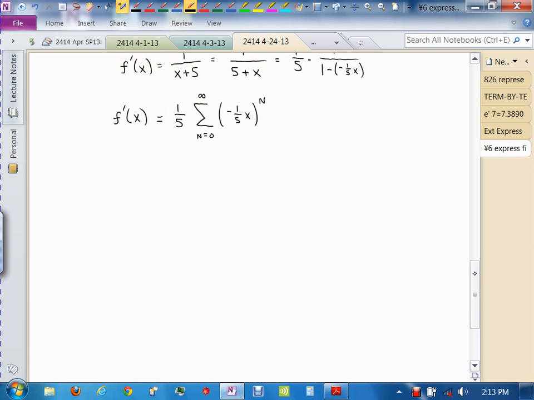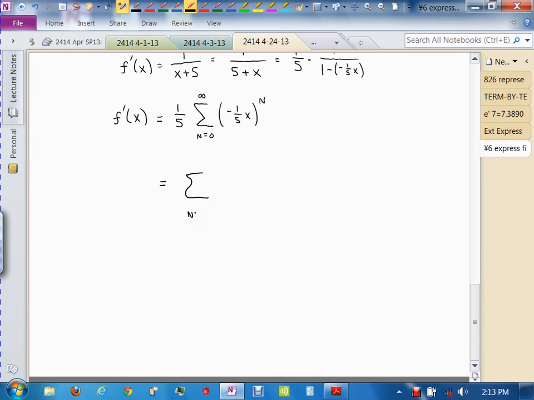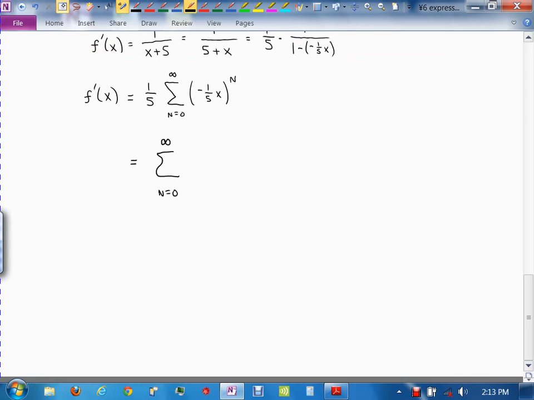So how can I do this? Isn't this the same as the sum from n equals 0 to infinity? Can I take that 1/5 inside? That 1/5 here, move it inside? Yes? And I can make it a 1/5 times a 1/5 to the n times a negative 1 to the n times an x to the n.